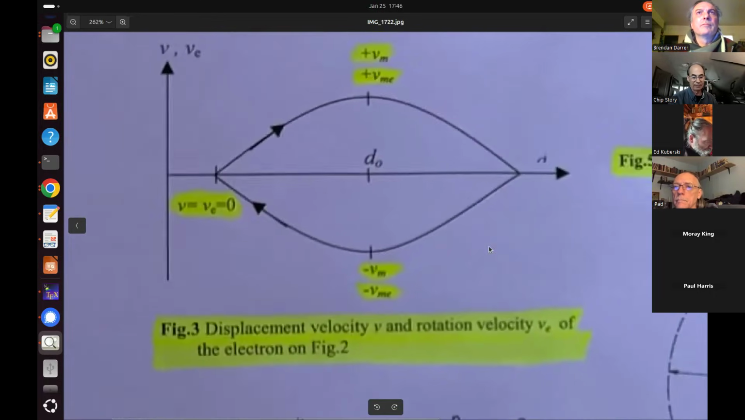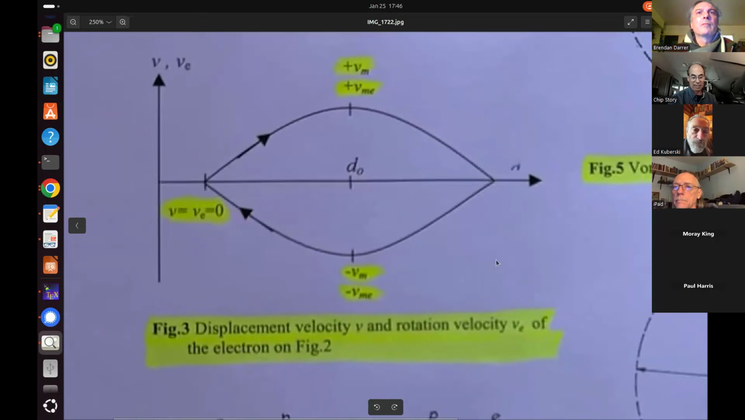Here's figure 3, describing the displacement velocity v and rotational velocity v of the electron. Plus and minus, they appear to be balanced.